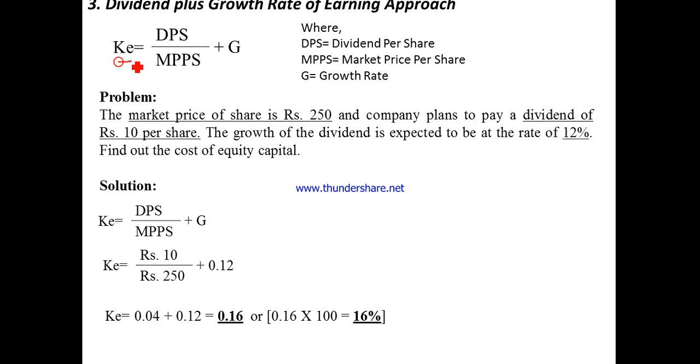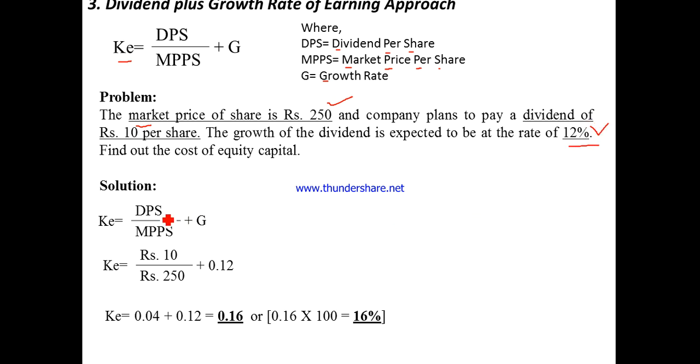Now let us move towards the third method of calculating the cost of equity. Cost of equity equals DPS divided by MPPS plus G, where DPS stands for dividend per share, MPPS stands for market price per share, and G stands for growth rate. Now let us see a problem. The market price of a share, that is MPPS, is 250. The company plans to pay a dividend of 10 rupees per share. The growth rate of the dividend is expected to be 12%.